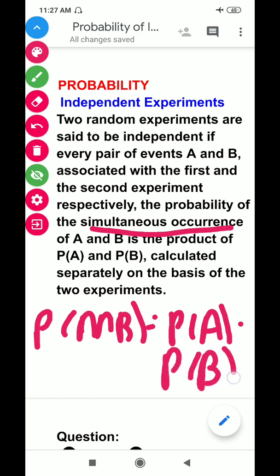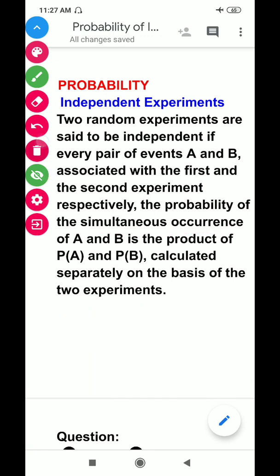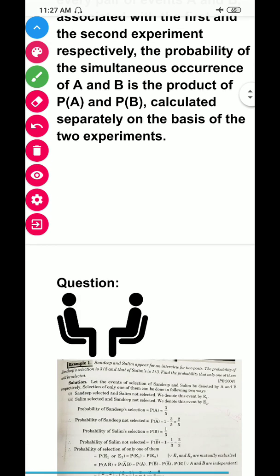In the previous lecture, I explained the dependent experiments. In that case, we use the conditional probability, and there we write probability B over A. Now students, for independent experiments, the formula is the product of probability A and probability B, calculated separately on the basis of the two experiments. Now students, let's start the questions.